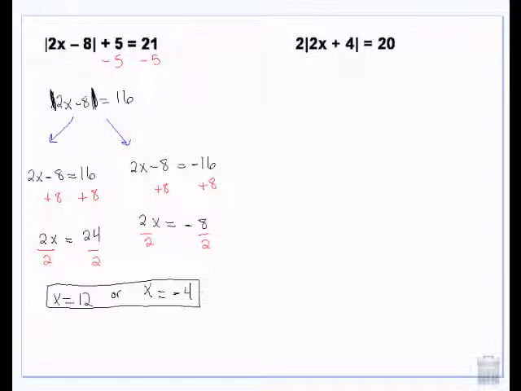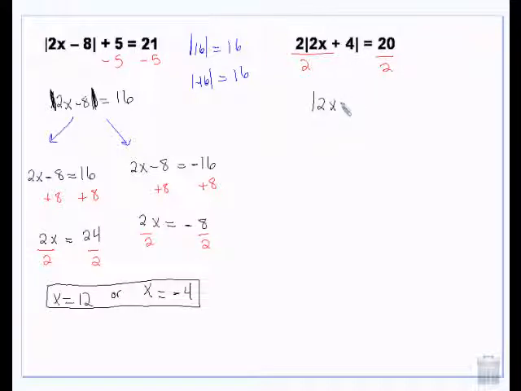Now I'm going to show you this next one, and then I want to show you another way you can solve these, but I don't want to confuse you. So when we get to this part, I've got 2 times this absolute value. And remember I said you can't distribute in, right? It's like a wall, you can't go in, so we have to divide both sides by 2.